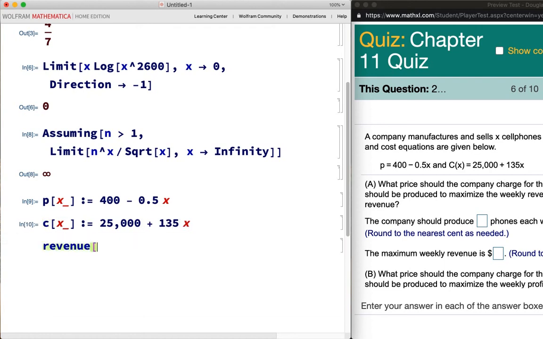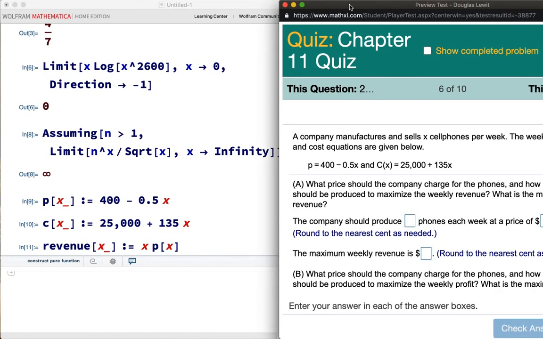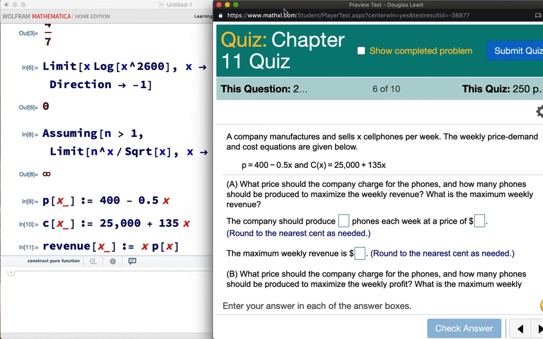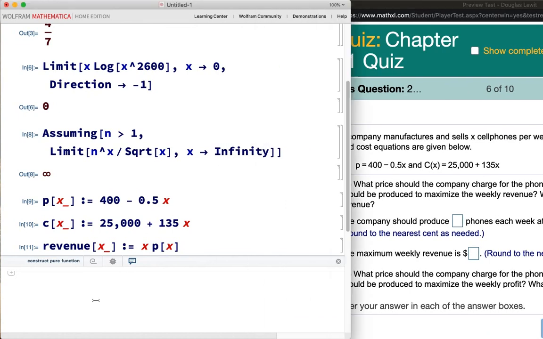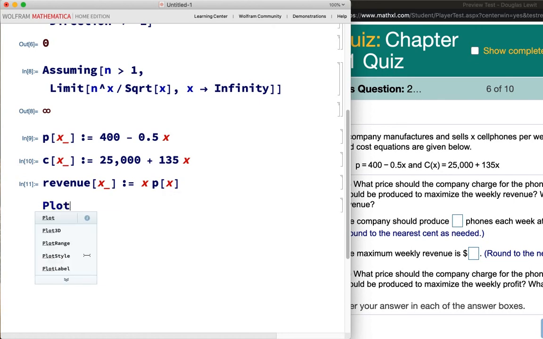The revenue function, revenue as a function of x, is equal to simply x times p of x. Now here, I'm asking what price should the company charge for the phones and how many phones should be produced to maximize the weekly revenue. So I have to maximize revenue. Well, let's maximize revenue. How do you do that? You take the derivative and you set it equal to 0. Well, first, why don't we take a look at this function? What does it look like? Let's go up to 1,000.